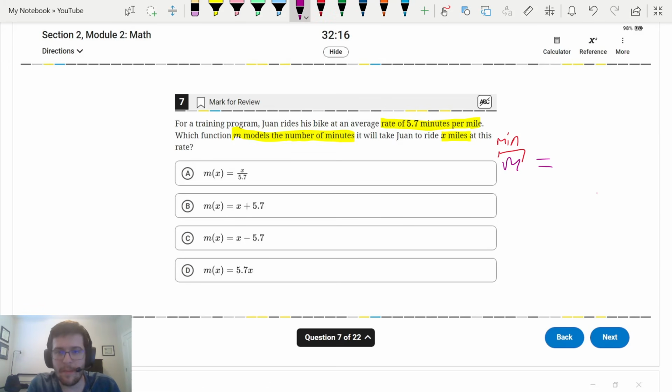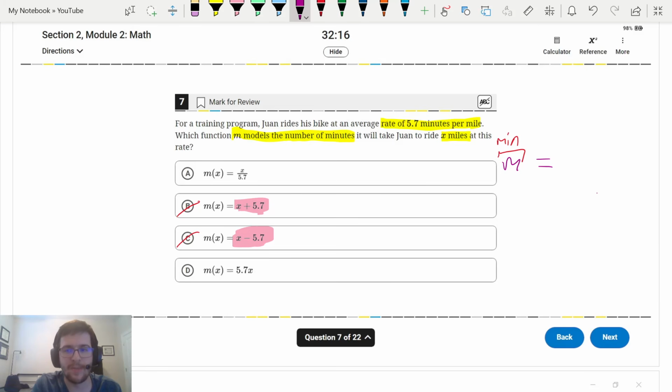And we need to get minutes. So we can't add or subtract x and 5.7 because you can't add miles to minutes per mile. You can't add or subtract things that have different units. So that doesn't make any sense. So these ones are out.